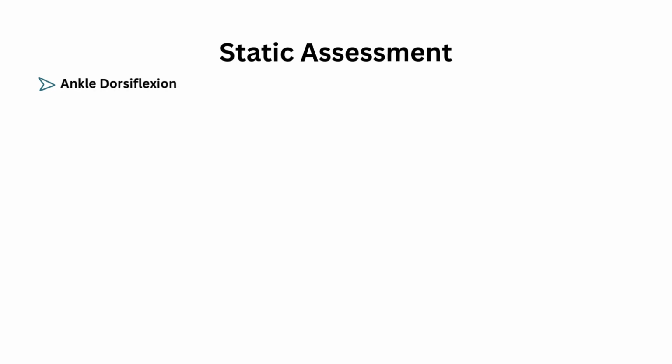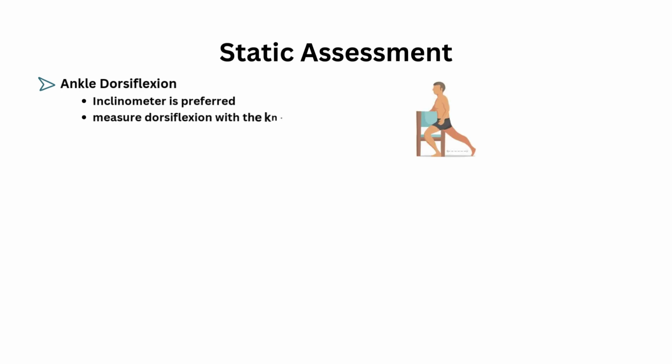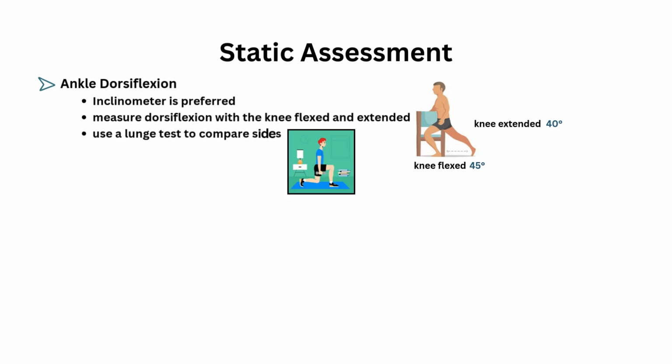Ankle dorsiflexion is critical for proper gait. Inclinometer is preferred because it's accurate, fast, and practical. We measure dorsiflexion with the knee flexed and extended. Normal ranges are 45 and 40 degrees respectively. Alternatively, you can use a lunge test to compare sides, but keep in mind this won't reveal bilateral gastrocnemius tightness as a cause of restricted dorsiflexion.